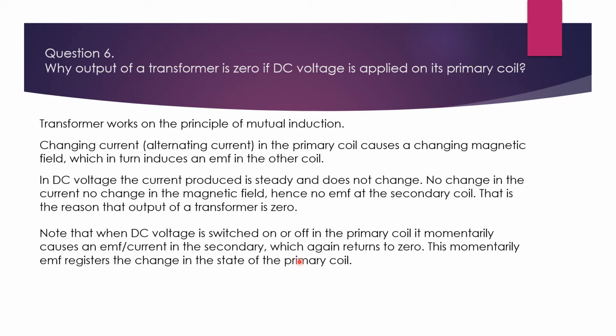This momentary EMF registers the change in the state of the primary coil. When the switch is turned on or off for the DC voltage in the primary, since the state of the current or the magnetic field changes, a magnetic field suddenly emerges, or when it is switched off, it finishes. That is, this change is registered at the secondary and a momentary voltage or current is shown.